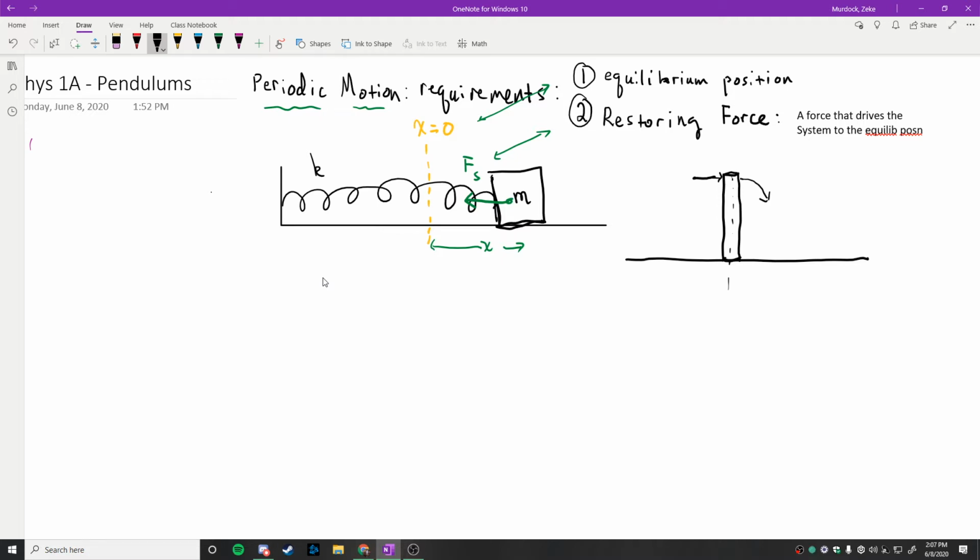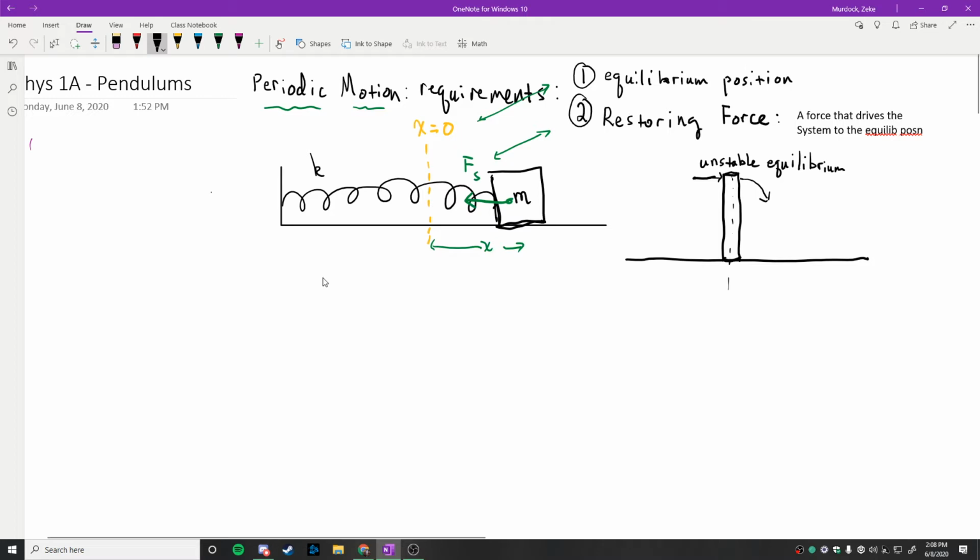So this is a type of what we would call unstable equilibrium, in the sense that it can be very, very easily disrupted. It would just fall over. It wouldn't exhibit periodic motion. If you push it hard enough, it's just literally going to fall over. So even though there's an equilibrium position, there is no restoring force. There's nothing to make it bounce back up to the equilibrium position. So we call that unstable equilibrium. That's an example of something that's not going to exhibit periodic motion, even though it has an equilibrium position, mostly because it has no restoring force.